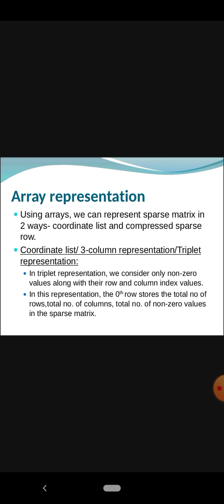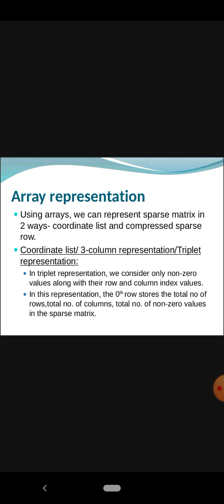Mainly 2 types, as I told you before. We are using arrays and linked lists to represent this sparse matrix. Let's see how we can represent it in arrays. Using arrays we can represent a sparse matrix in 2 ways. The first one is the coordinate list and the second one is compressed sparse row.